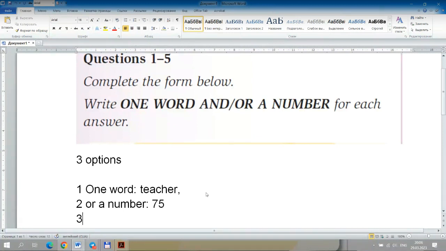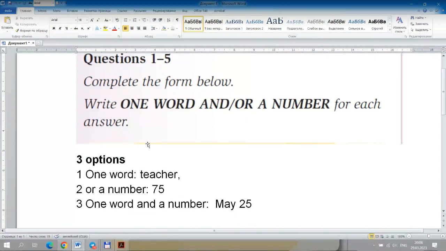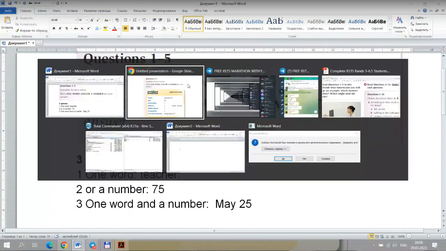And your third option is one word and a number. And this means you'll have to write one word and also a number. For example, May 25. It has one word and one number. So I had to just clarify this before we continue because some of you may not know this. So, all right, let's get to it.